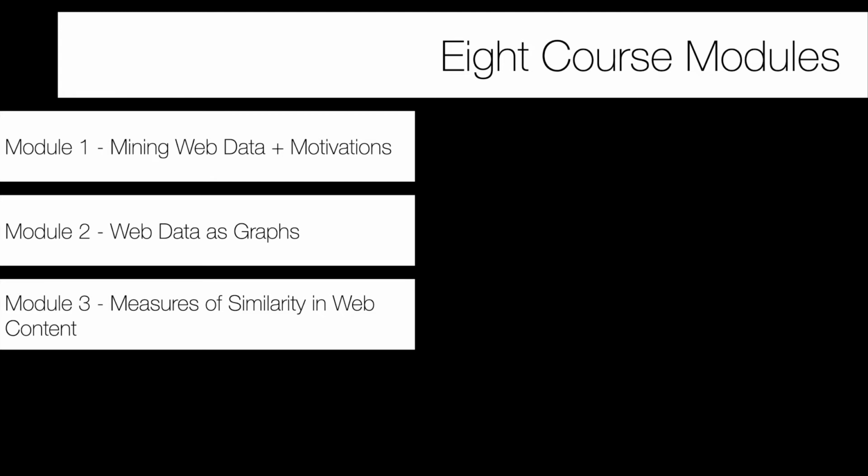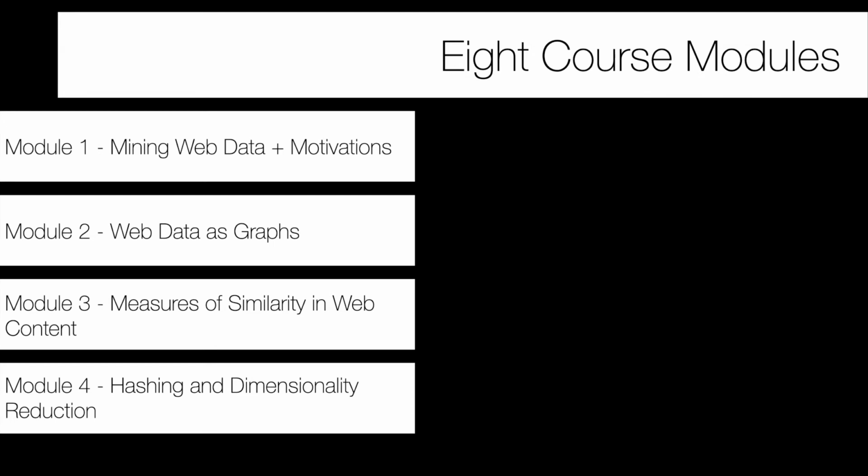Module 3 will be about measures of similarity in web content. So how can we evaluate whether a particular page is similar to another page, or more interestingly, whether a particular page is more or less similar to a given query, since a lot of similarity metrics in web content and web mining have been used for search engines.